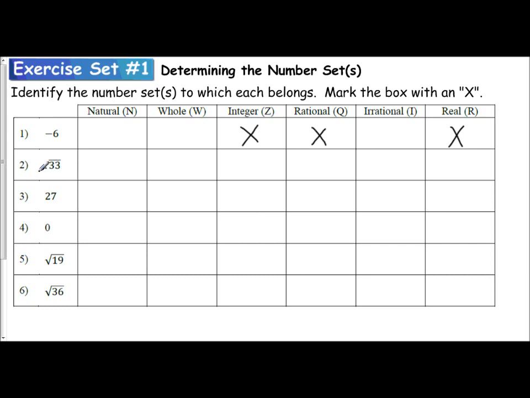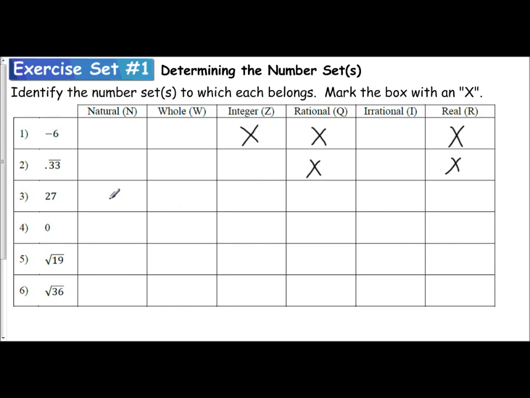If we look at number 2, you see 0.33 with the 33 bar above it repeating. So this is a repeating decimal. There's no way it's natural because it's not counting. It's not the number 0 or a counting number, so it's not whole. It's not a positive or negative whole number. Is it rational? If we think about it, is a repeating decimal rational? Yes, it is. It is a rational number because it is a repeating decimal, and the definition for rational is a repeating or terminating decimal. So it's rational and real. Remember, if it's rational, it can't be irrational.